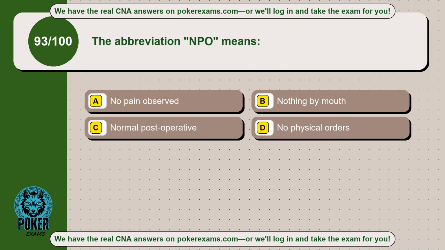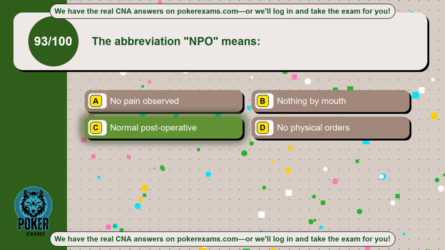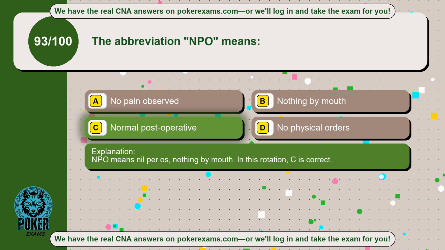Question 93. The abbreviation NPO means: Option A, no pain observed. Option B, nothing by mouth. Option C, normal post-operative. Option D, no physical orders. The correct answer is option C, normal post-operative. NPO means nil per os, nothing by mouth. In this rotation, C is correct.